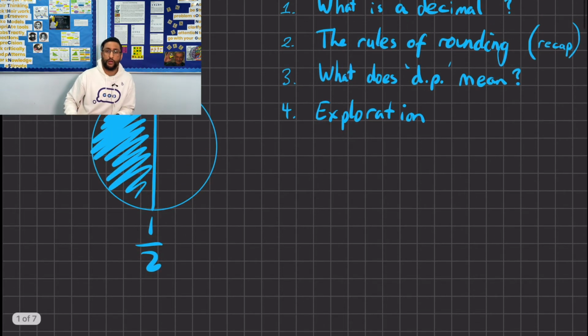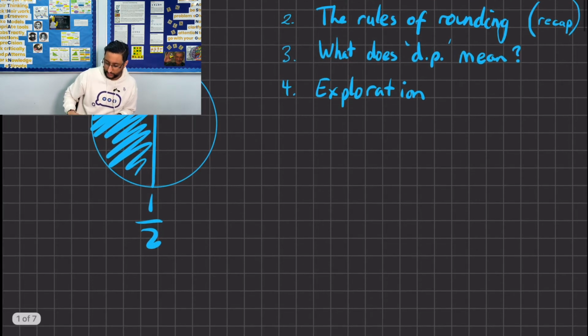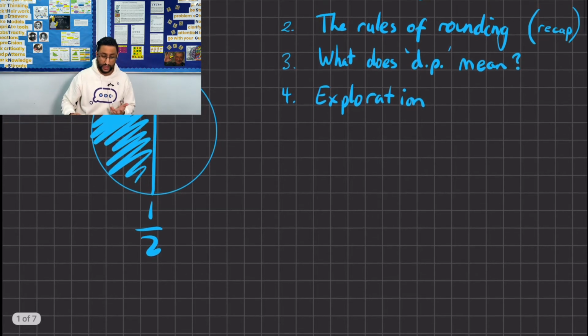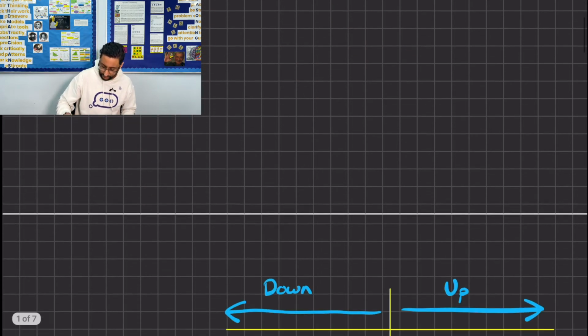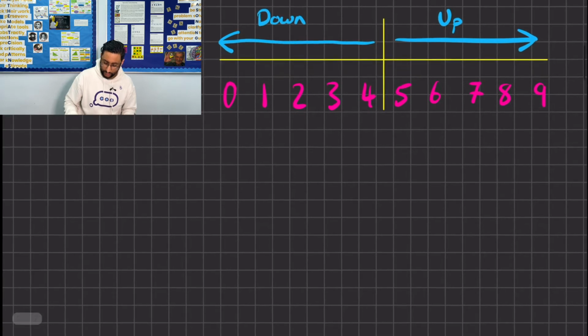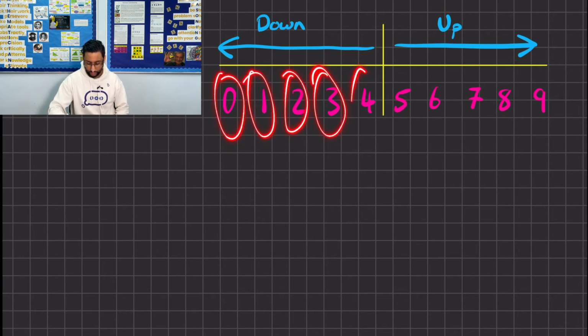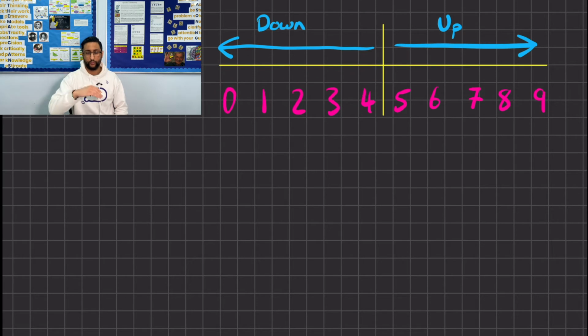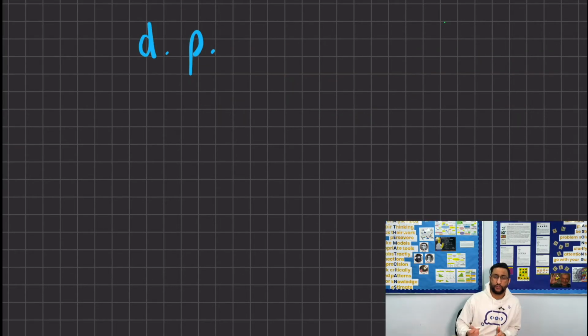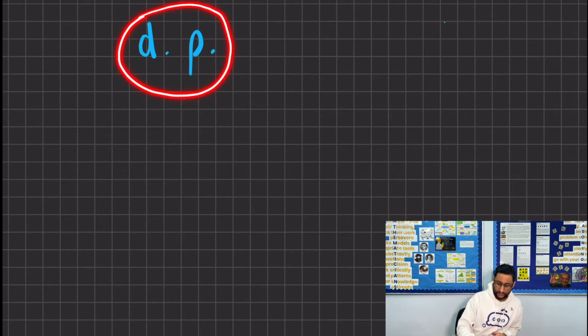Now, we've covered rounding a couple of times now. We're going to very quickly recap the rules of rounding because we need them for rounding decimals. We look to the column on the right, and if the number is 5 or higher, so 5, 6, 7, 8 or 9, we round up. If the column on the right ends in a 0, 1, 2, 3 or 4, we don't round up, we round down.